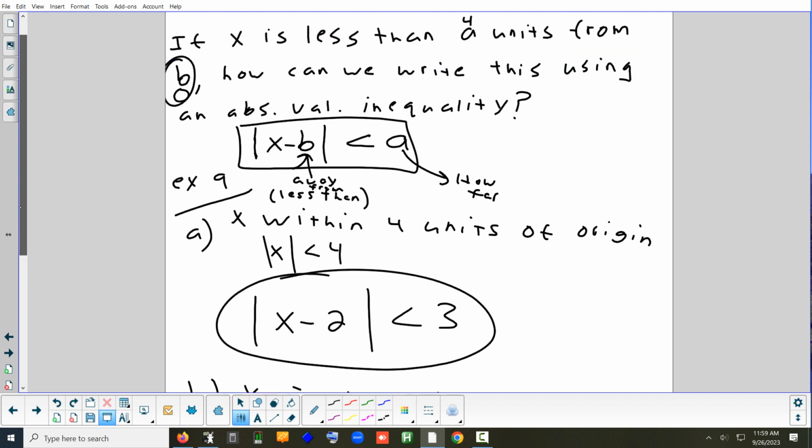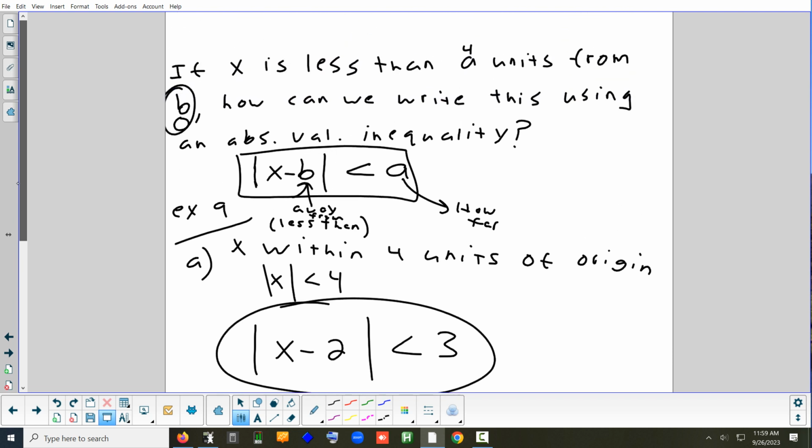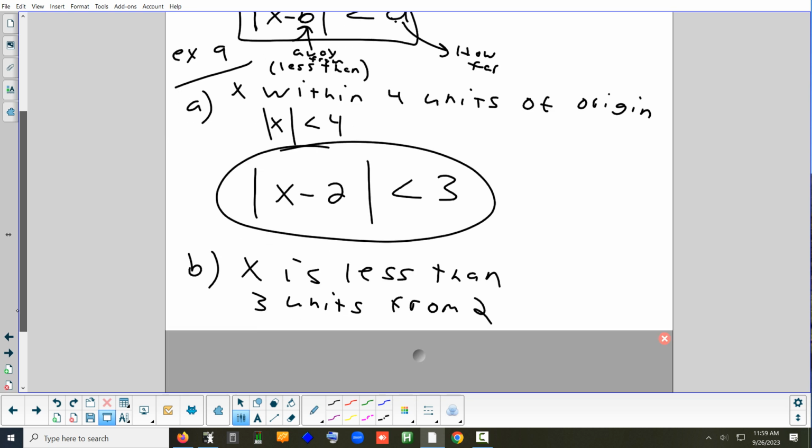So it's a little tricky with the wording, but if you break it down to that formula, that's what you want to be away from. That's how far away you want to be from. And that's the inequality.